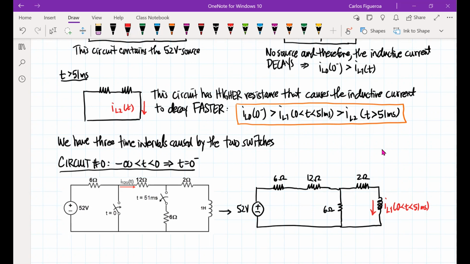Oh, no. That's not what we want. We want this one right here at 0 minus. So at 0 minus, that means the inductor becomes a short.